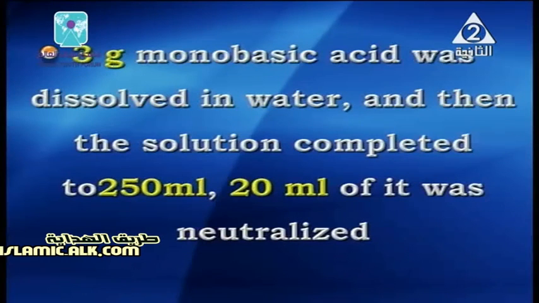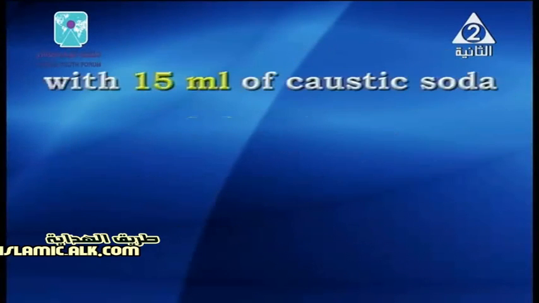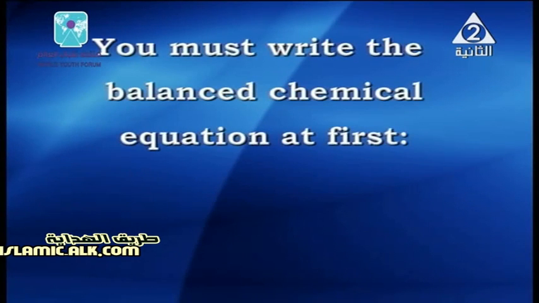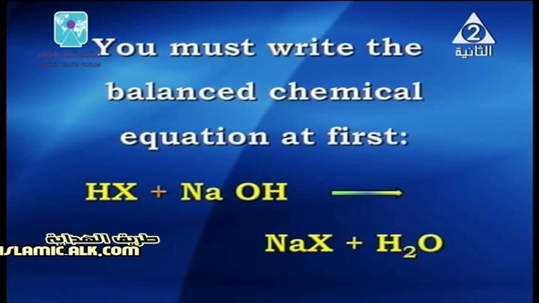Another example: 3 gram of a monobasic acid was dissolved in water and then the solution was completed to 250 milliliter. 20 milliliter of it was neutralized with 15 milliliter of caustic soda of 0.2 molar. Calculate the molecular mass of the acid. Solution of the problem: you must write the balanced chemical equation at first. HX plus NaOH gives NaX plus H2O, as the acid is unknown.